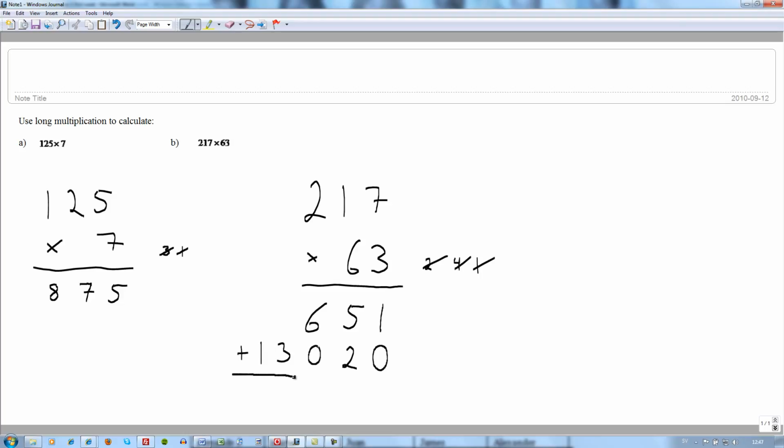And then we have to add these two. 651 and 13,020. 1 plus 0, 1. 5 plus 2, 7. 6 plus 0, 6. And we just write these out. So the answer would be 13,671.